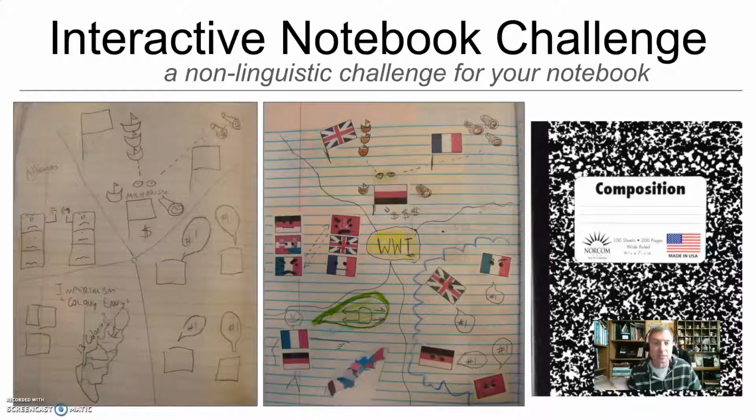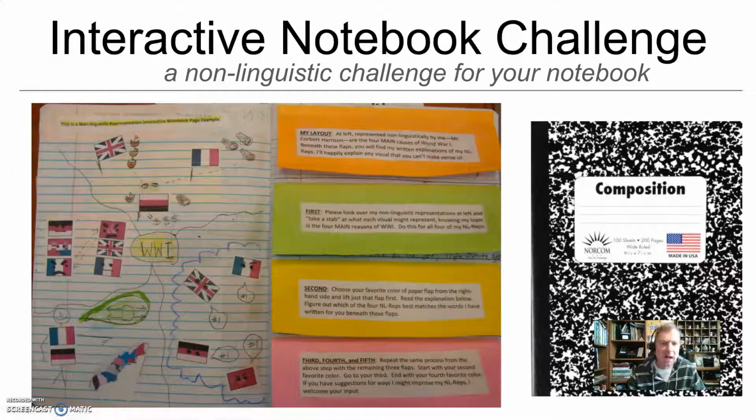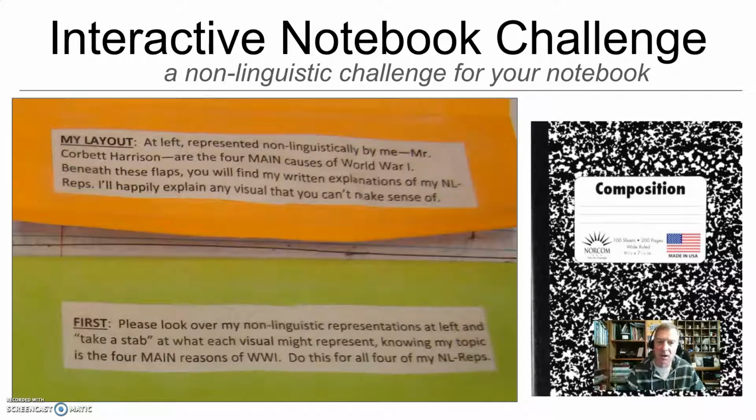If you'd like to pause and try to guess, that's interactivity right there. You don't have to, though, because here's what the full page looked like when I was finished. On one side, I had my non-linguistic representations, and on the other side, I cut out 4 flaps, and they cover up. Underneath each flap is written an explanation of one of those non-linguistic representations. And just so you know, there are interactive instructions. I'm going to read them to you, why not?